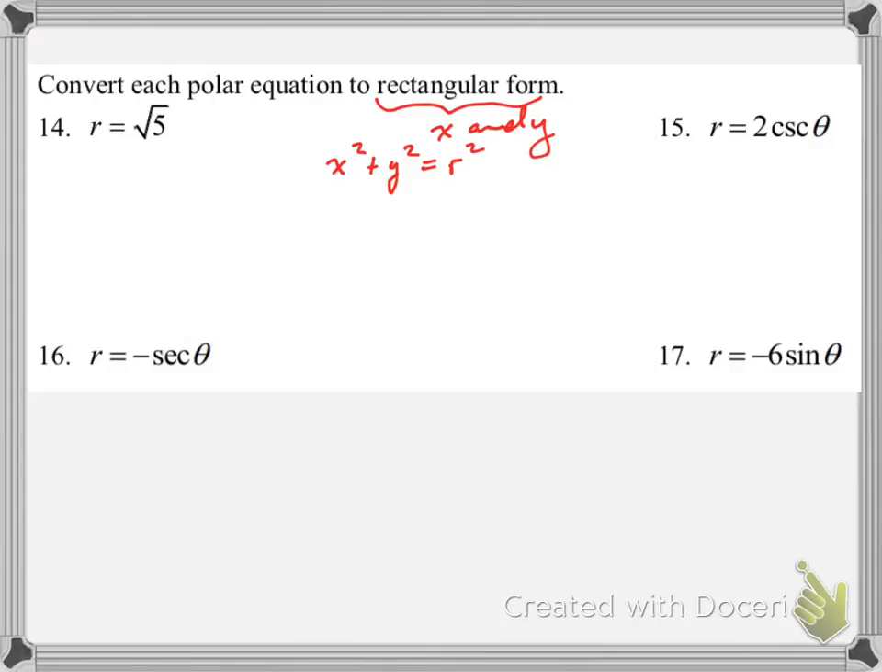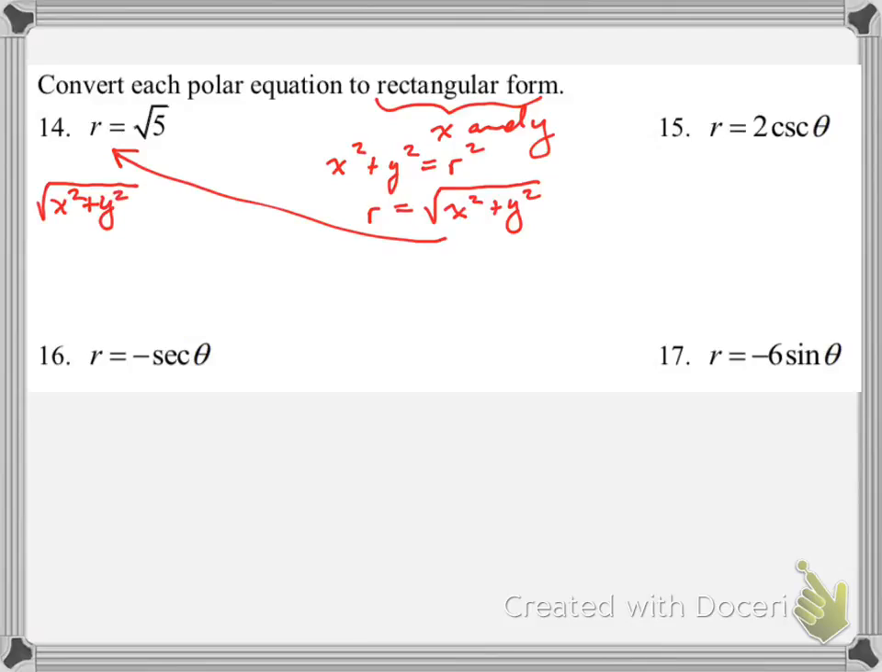So that simply means right here that r would equal the square root of x squared plus y squared. And this can be substituted into this problem, giving us square root of x squared plus y squared is equal to square root of 5. And we could square both sides of this equation, which would give us x squared plus y squared is equal to 5.